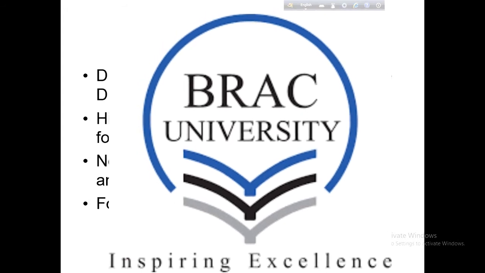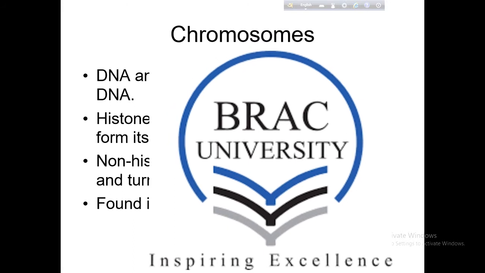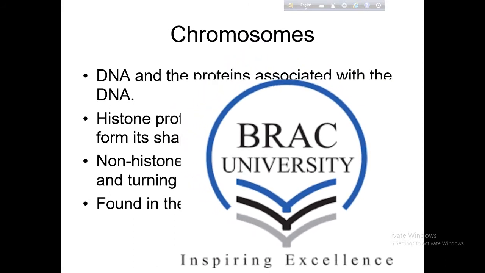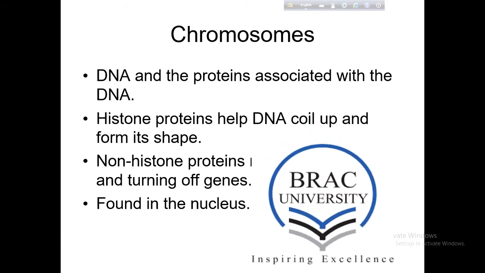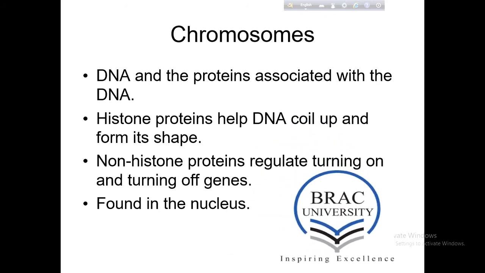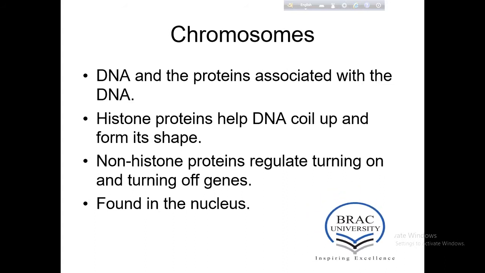In the first portion you learned how a chromosome is created, and the constituents of a chromosome are DNA and a special type of protein, which is histone protein. And there was another protein, that is non-histone protein. So this was our last slide of the previous portion. Now let's repeat it again.